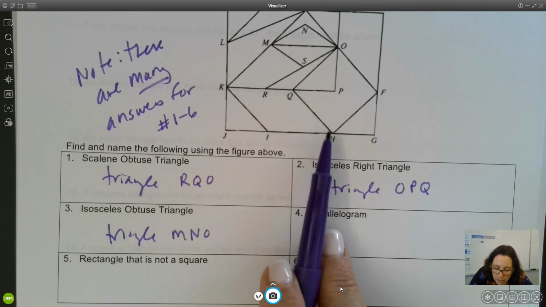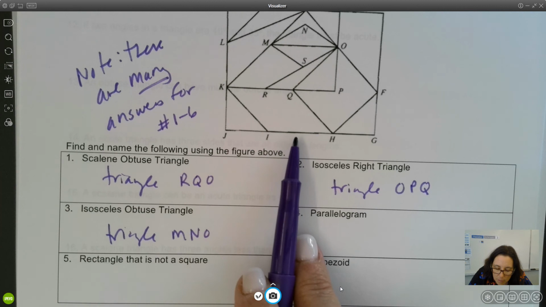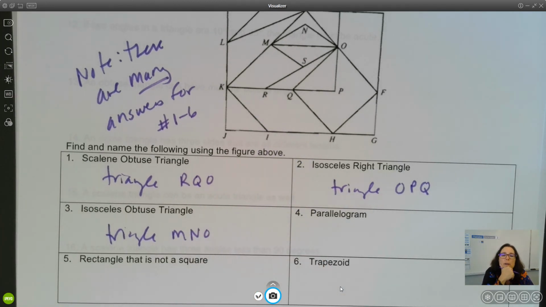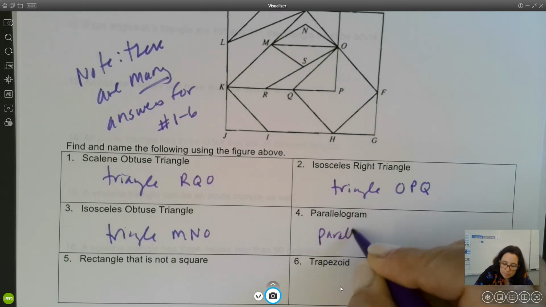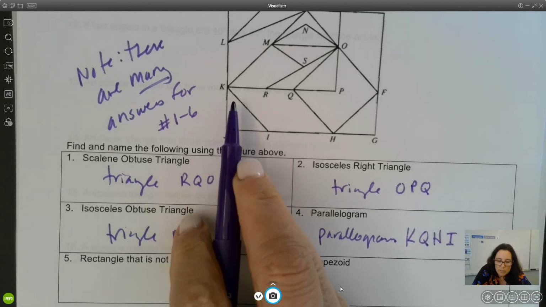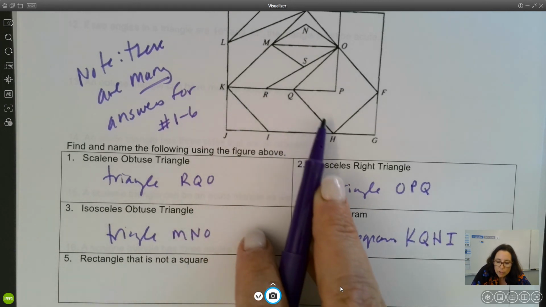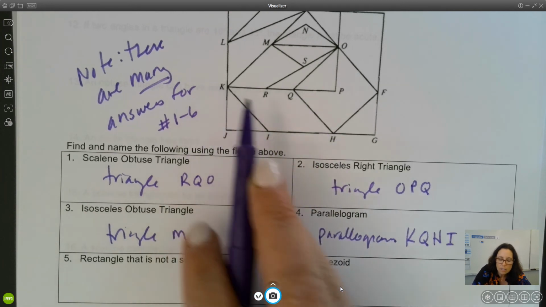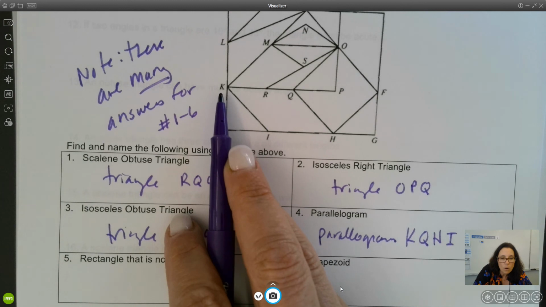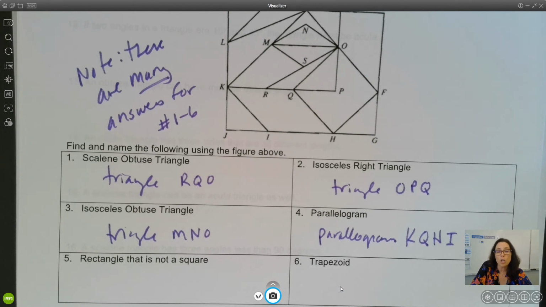KQHI, this guy right here. These look to be the same lengths. These look to be the same lengths. So to be a parallelogram, we have two pairs of parallel lines where opposite sides are equal in length. So parallelogram, we said KQHI. Very important to point out, you cannot label this as KQIH. It has to flow around like you're tracing that black line. It could also be QHIK or IHQK. Doesn't matter if you go clockwise or counterclockwise, but you need to flow around it.